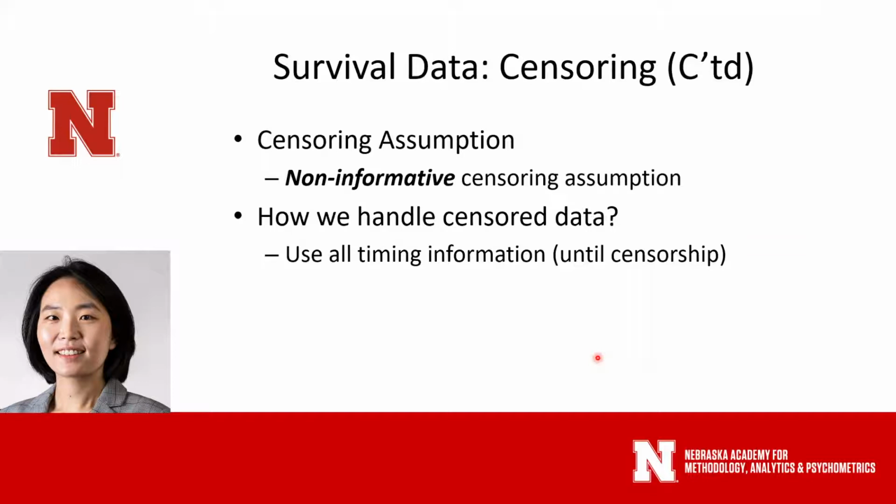There are some assumptions about censoring, and the most important assumption is that survivor time is not related to the censored observations. That means survivor time is not related to whether the event happened or not. That is the non-informative censoring assumption. And how do we handle censored data? Censored observations have some information about time, so we should keep all the censored observations in our data set. That way we can use all the timing information available from our data set.